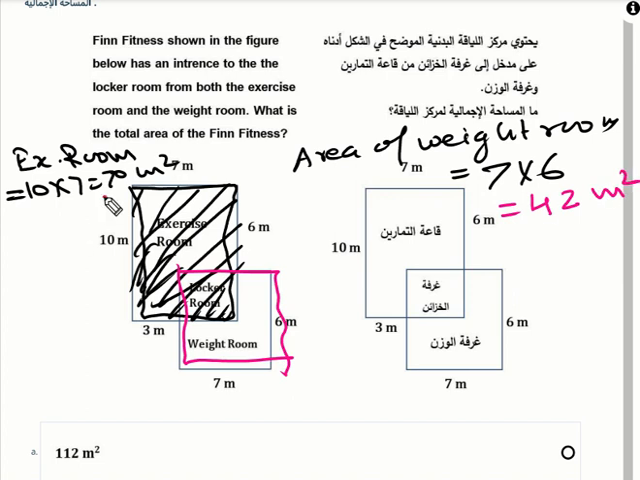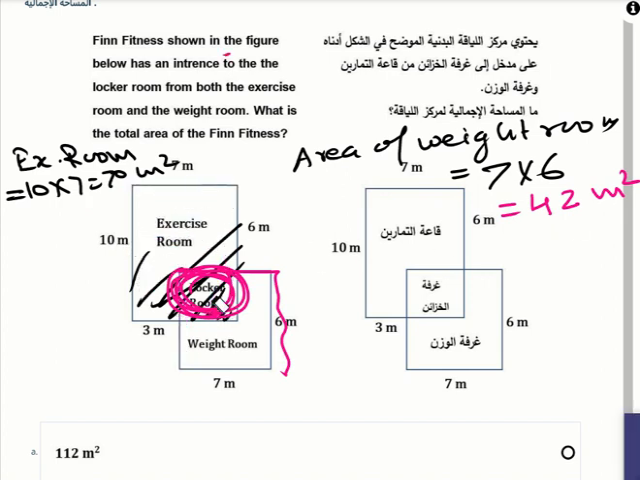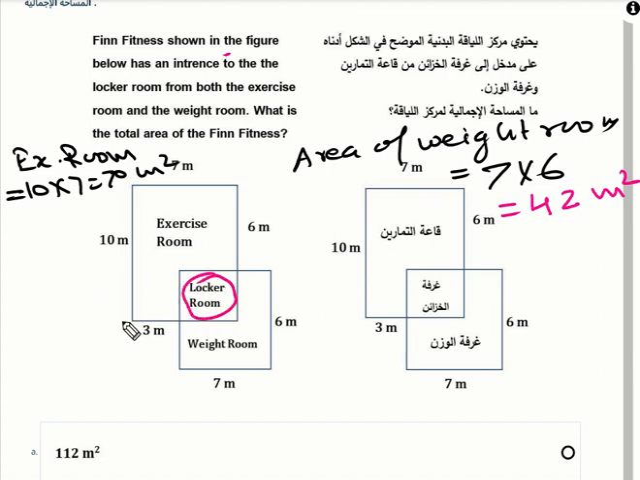Now are we going to add 70 and 42? Of course not. Why? Because when you talk about the 70 area of the exercise room, this portion is already included. And if you talk about the weight room, then again it will be included. So it means this will be counted 2 times, which will be wrong. So what we will have to do is subtract that particular area, this common locker room area. It needs to be subtracted from any one area, maybe the exercise room or maybe the weight room.